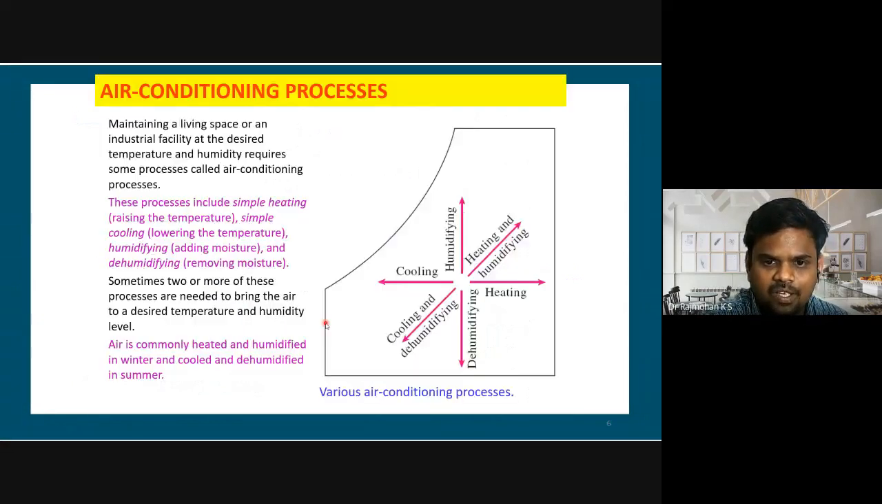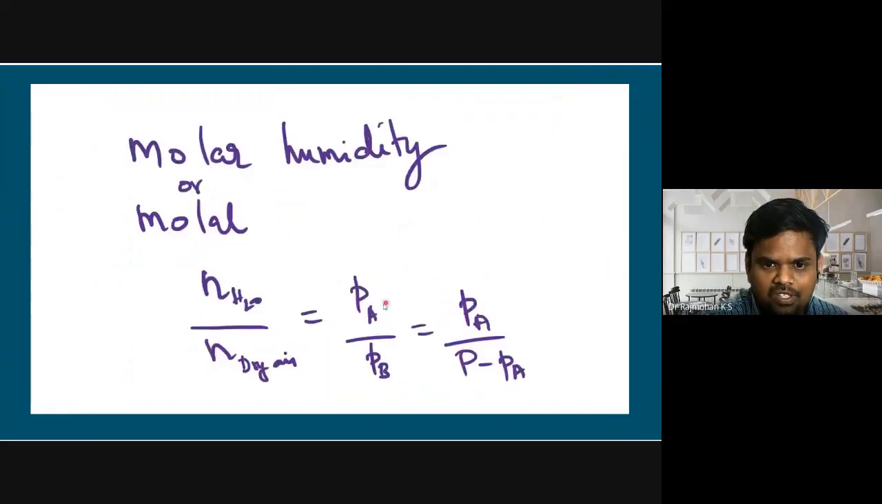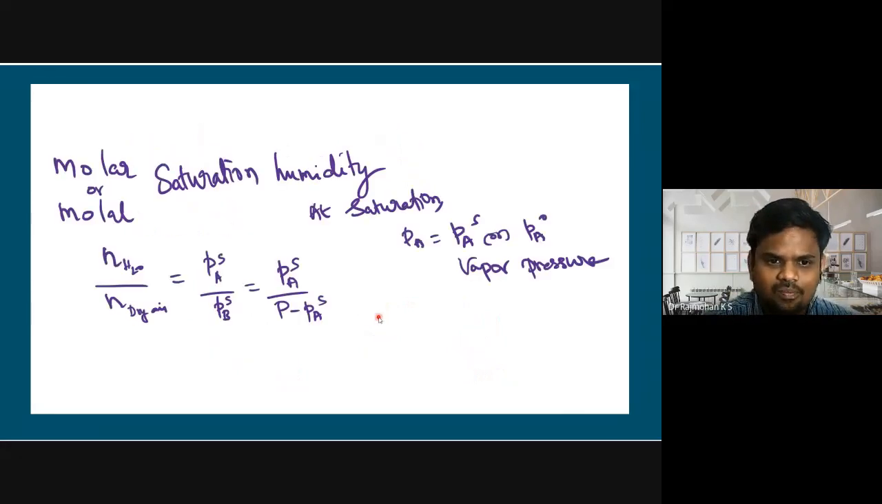All that has been explained, and these are some of the formulas which we should know to determine the parameters. If partial pressure is known, how to determine molar humidity? It is the number of moles of water by the number of moles of dry air, which can be written as partial pressure of A by partial pressure of B, where A is water vapor and B is dry air. And how to calculate molar saturation humidity.